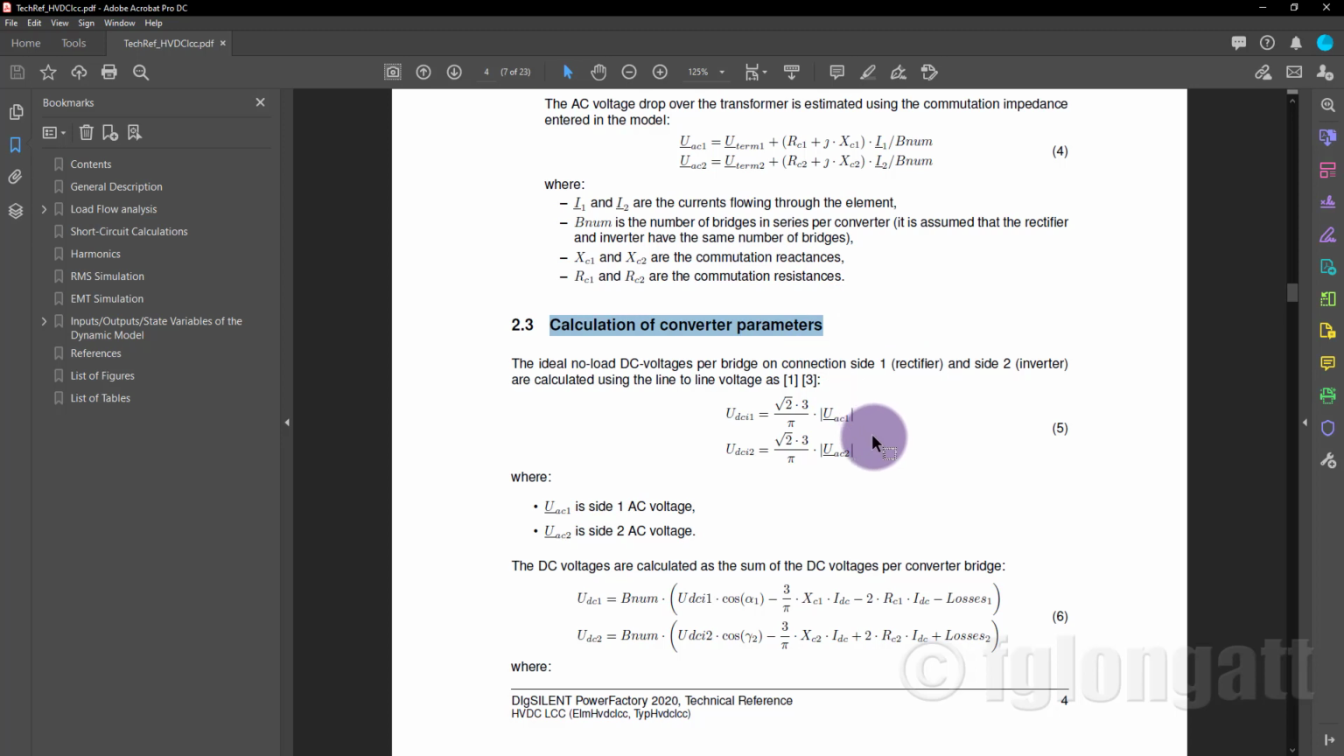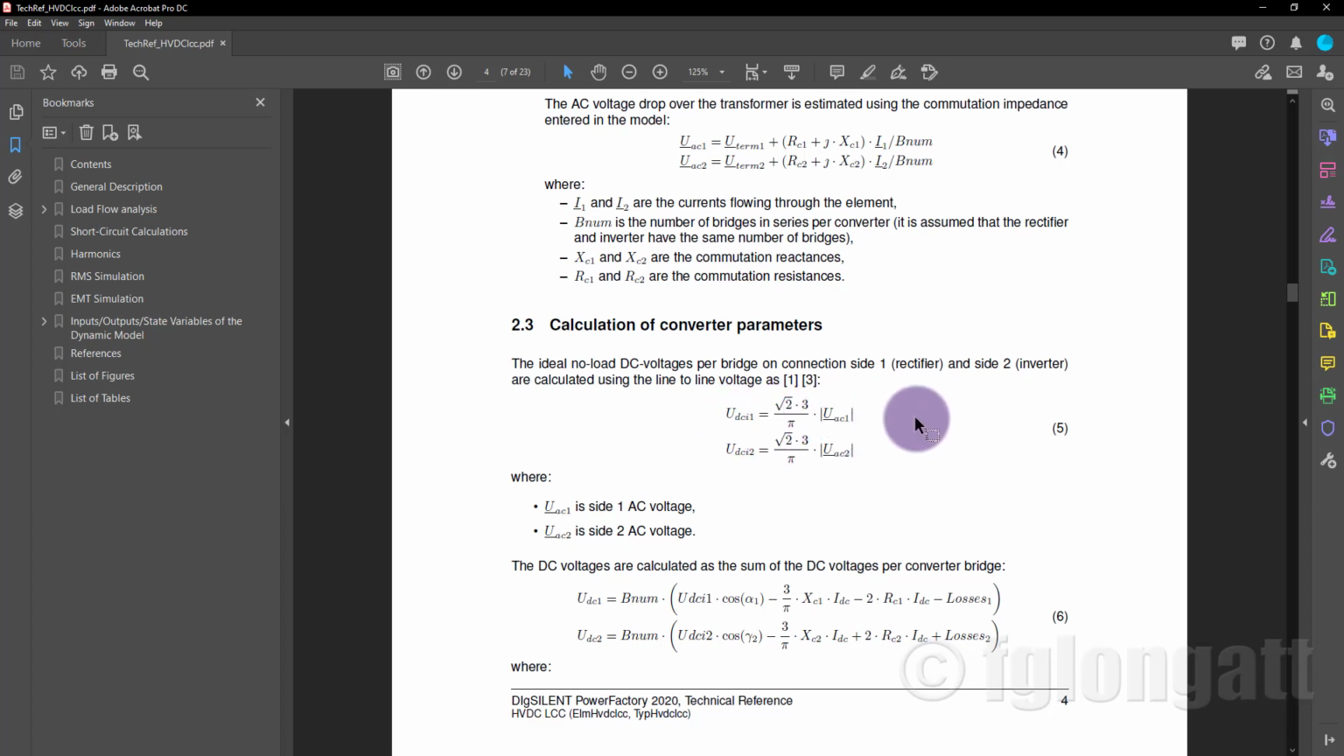Okay, equation number 5 on your screen is telling you what should be the value for the DC side based on the value that you have for the voltage on the AC side. As you can see, it's 3 times square root 2 divided by pi. And it is extremely important that you know that value.